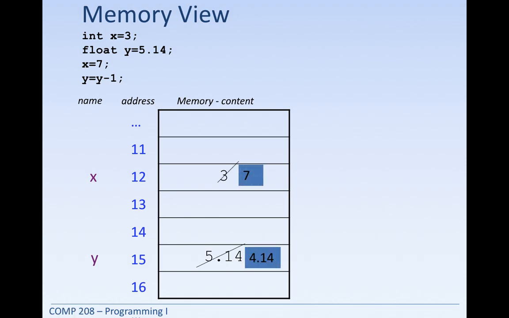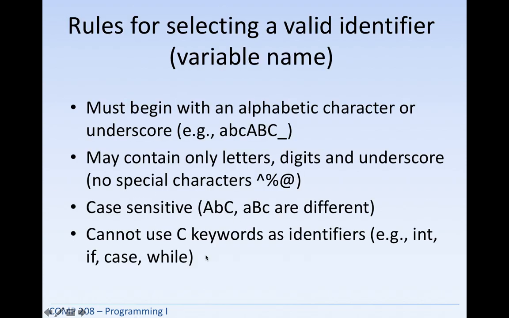One important thing also that I mentioned is that the variable can hold only one single value, which is the last value you give to it. So the last value that was given to x is 7. The last value that was given to y is 4.14. What happened to the previous values? They disappear, okay? They don't exist anymore.